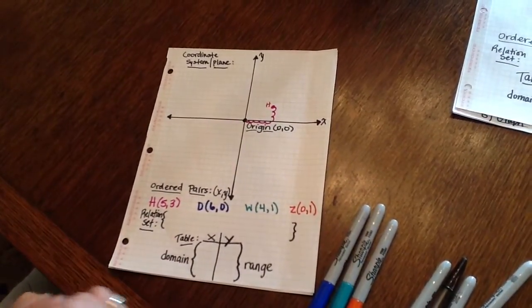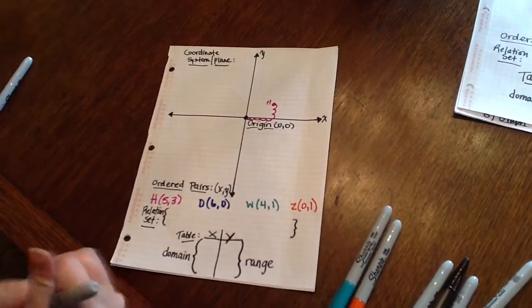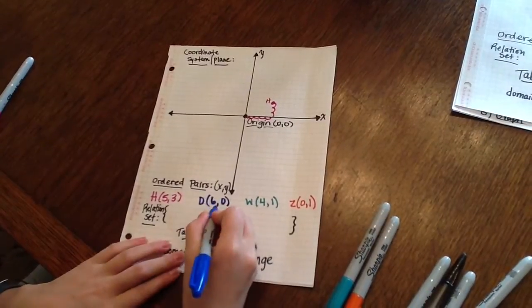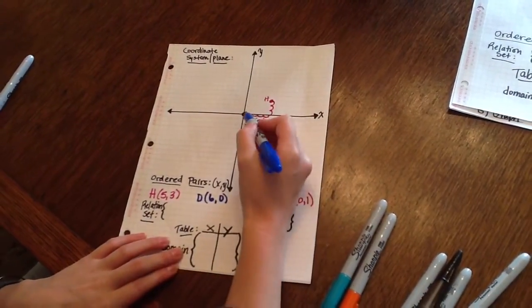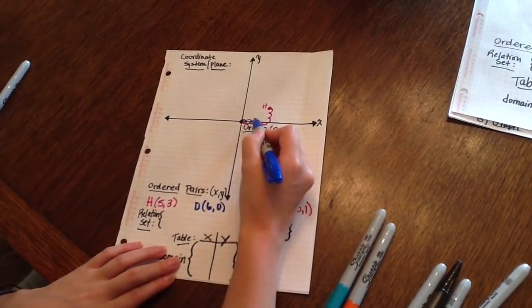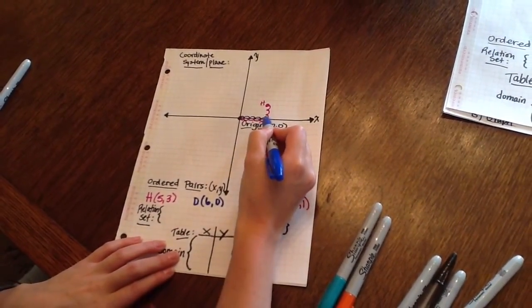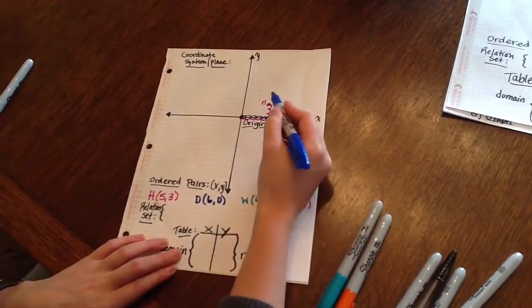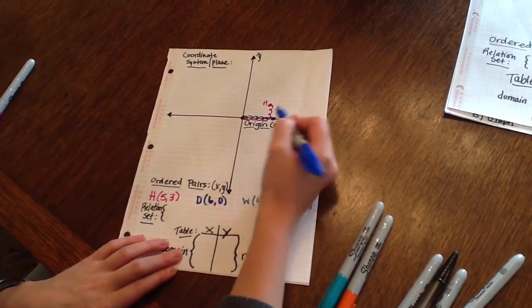Now let's go ahead and try to find point D. Point D is at the ordered pair 6, 0. So let's start at the origin. We have to go over 6 units to the right, so 1, 2, 3, 4, 5, 6, and we go 0 units up. So our point D is right here.